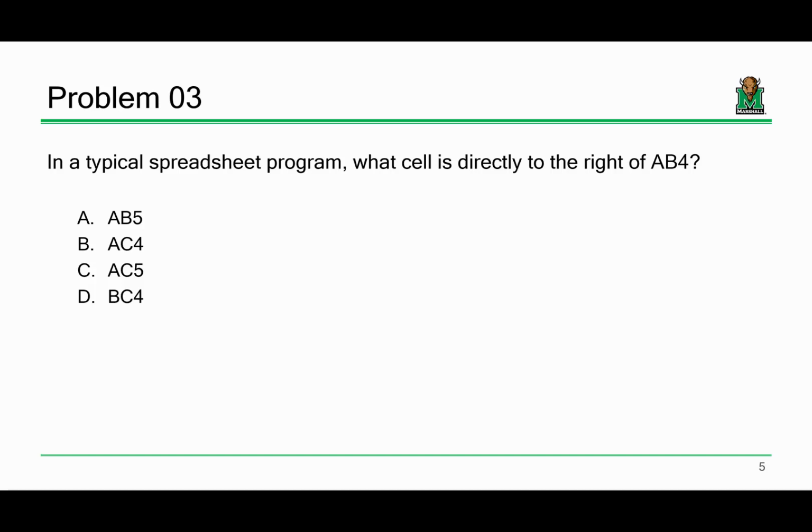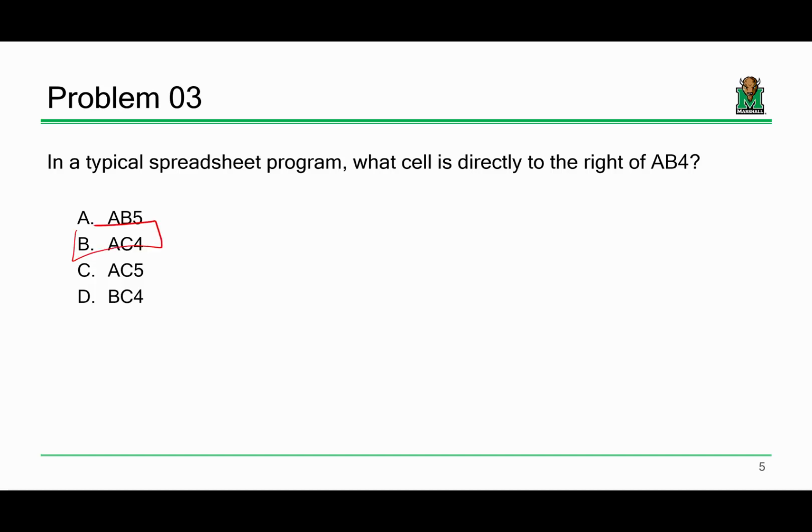And one other nice thing about this topic is it is so easy to study. Just open up an Excel spreadsheet and start copying formulas around, and I think you'll pick up on the patterns pretty easily. Okay. So first off, in a typical spreadsheet program, what cell is directly to the right of cell AB4? And here are our choices. There's not really any math. The answer is just B.